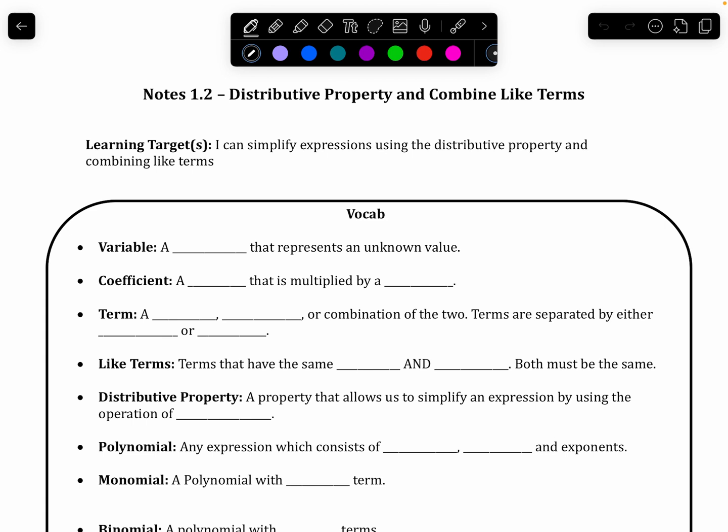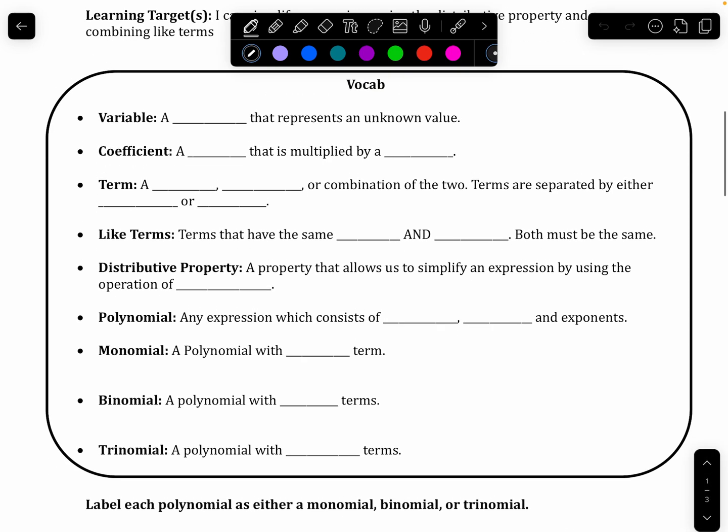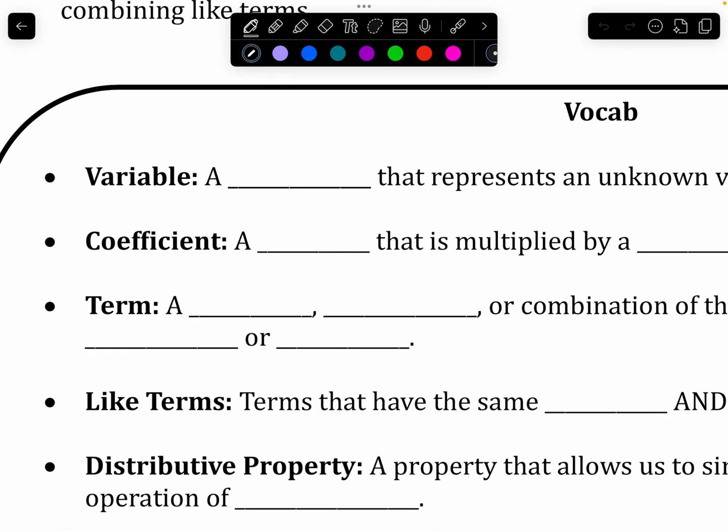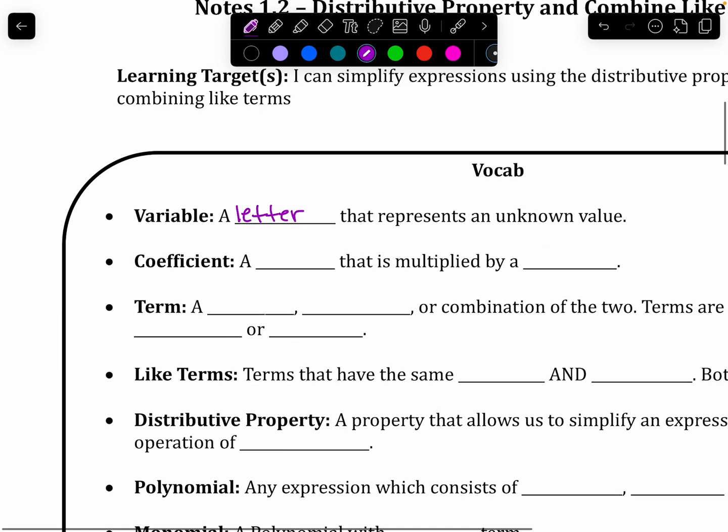Today we're going to be talking about continuing to simplify expressions, but we are going to be using other methods if PEMDAS doesn't work, okay, which will happen in this case. So we have some different vocab today. The very first vocab word we have is variable, and a variable is a letter that represents an unknown value. So this is a letter that represents an unknown value.